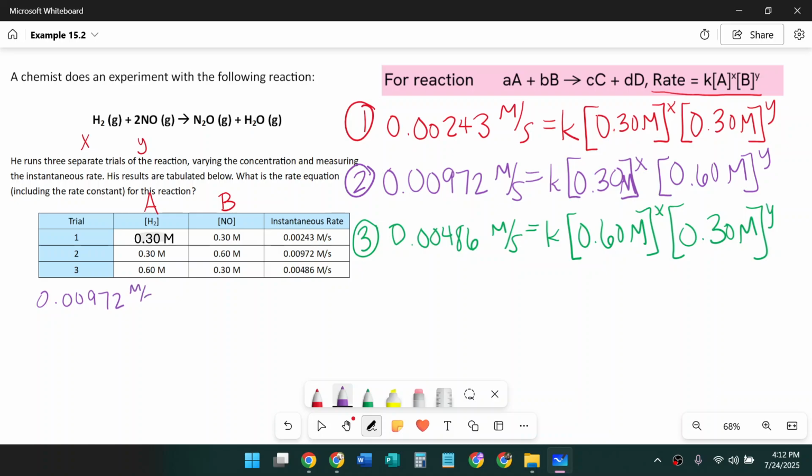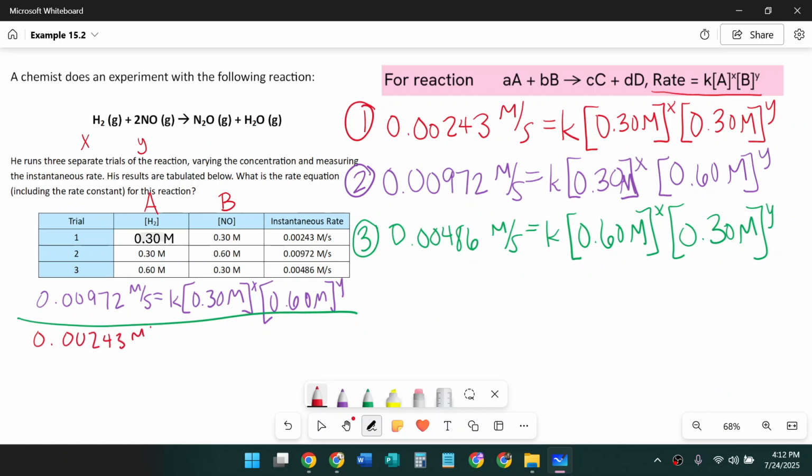So I'm going to put 0.00972 M per S equals, and I'm literally just copying this, so let me be quiet for a minute. All right, and now put a different color line. I'm going to do the same thing, but I'm going to do the first one. So this is the first equation, just as it's written up there at the top of the screen.